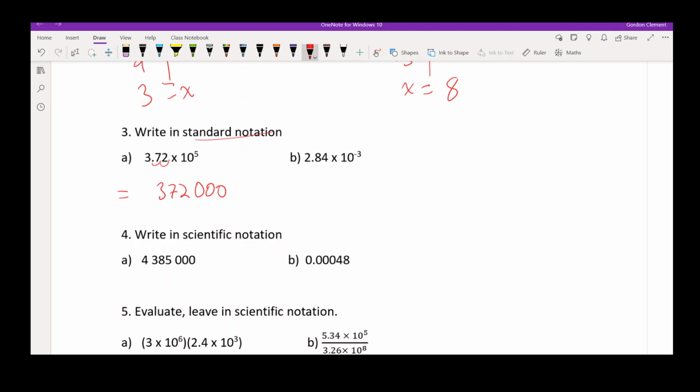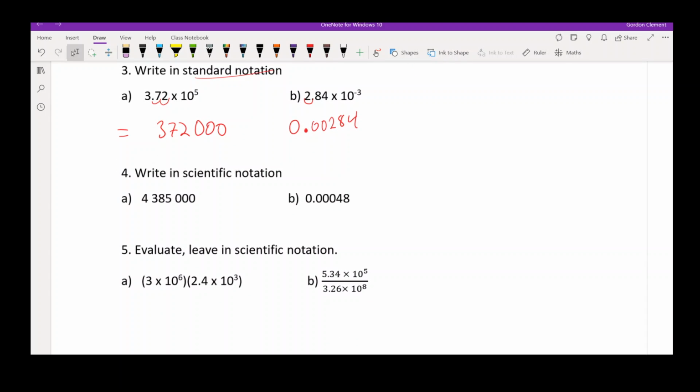Negative exponents means we're moving to the left. So if I move it once, I get the decimal in front of the 284. And if I move it, that's once, so I've got to move it 2 more times. So I'm going to get 2 more zeros before I get my decimal point there. So that one will be 0.00284.